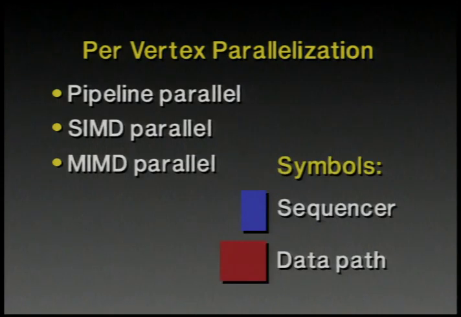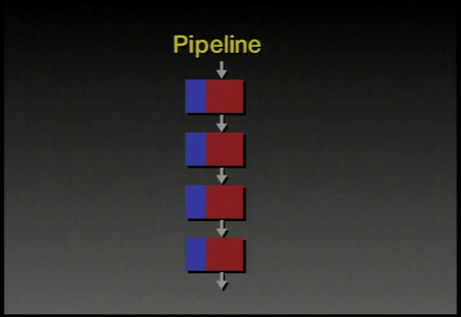In each of the slides that has a block diagram, the blue block represents a sequencer and the red block represents a data path. So first, the pipeline organization. In a pipeline vertex processor, vertexes are passed from one processor to the next. Each processor executes a specific portion of the per vertex algorithm. For example, in a 4-processor pipeline, we might have the first processor transform the vertex position and transform the vertex normal, the second processor do the lighting calculations, the third processor handle clipping, and the fourth, project the resulting vertexes to the screen.